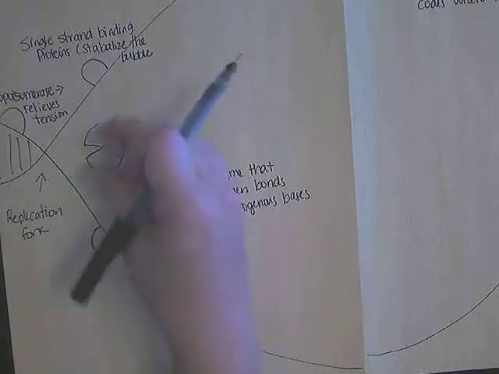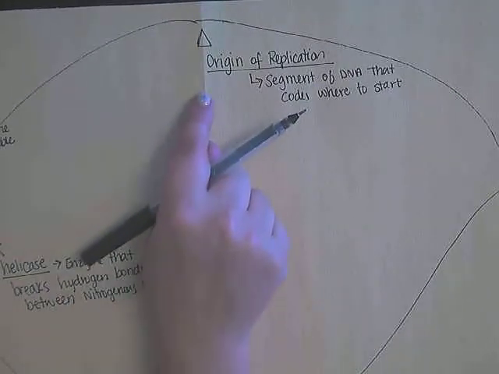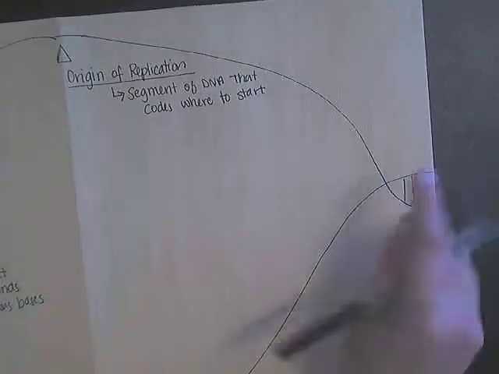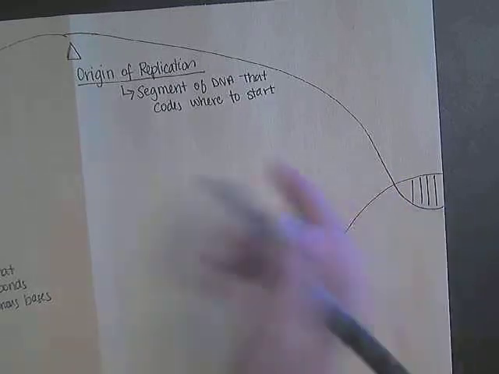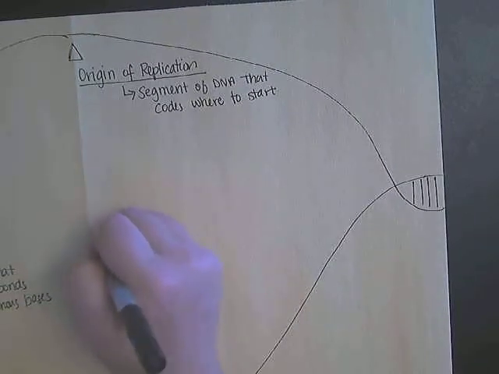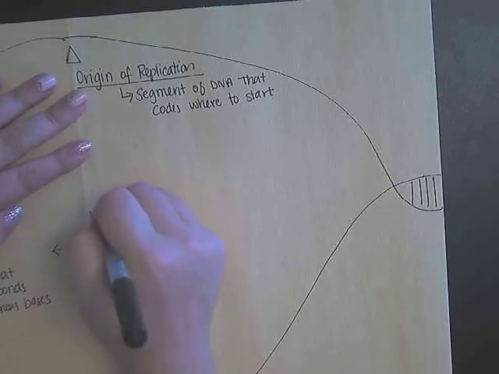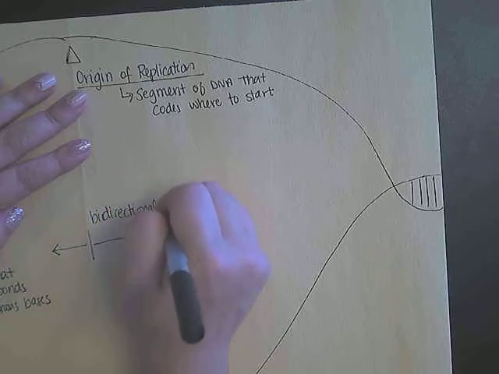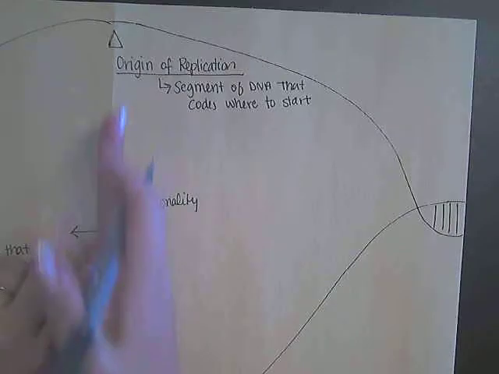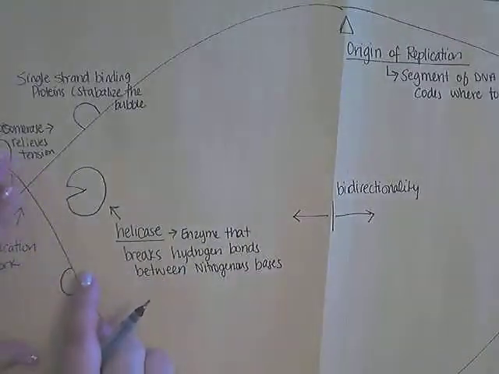So helicase will be breaking those bonds, and not only will it work from the origin of replication in one direction, it'll also work in the other direction as well. So we're going to have 2 replication forks, and this concept is just called bidirectionality, meaning 2 directions. So replication will start at your origin of replication and occur in both directions towards each expanding fork.